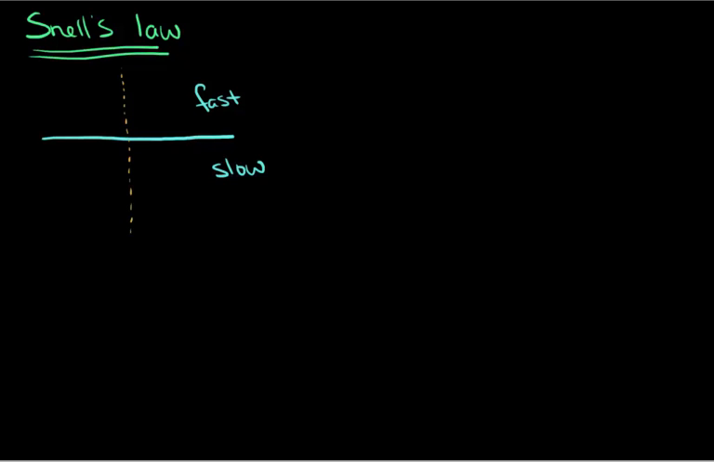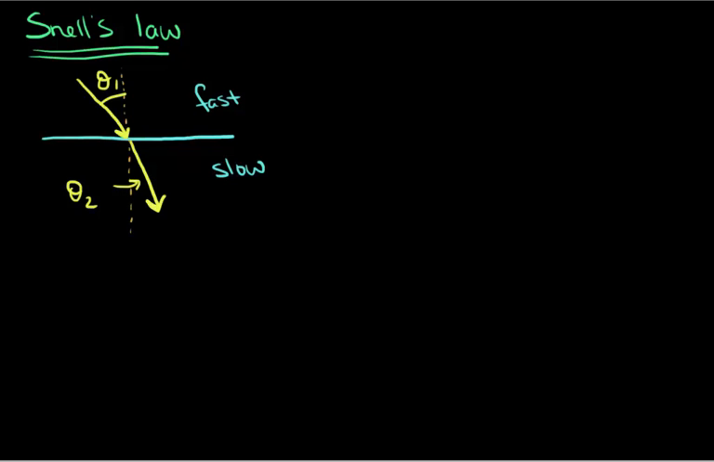So if we have a wave coming in right here in the fast, it's going to bend towards this line. Okay, and let's say this angle is theta 1, and on this side we'll say it's theta 2. So I want to make note that we keep on measuring these angles relative to this normal line. Okay, so it's not between the ray and the surface. It's between the ray and this normal line. So we have theta 1 and we have theta 2.